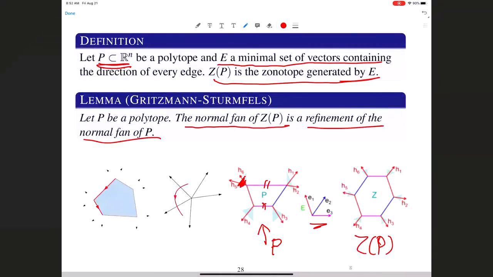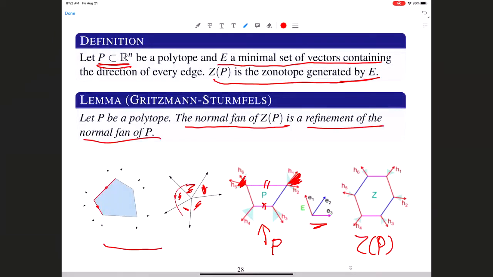For example, here, the vertices of this quadrilateral are these four vertices. They have the cones. These are the cones of all the objective functions that maximize at that vertex. So, for example, a pentagon like this one here has five cones, and they form a fan. The union of these cones is a fan that covers R^n, and that's the normal fan.